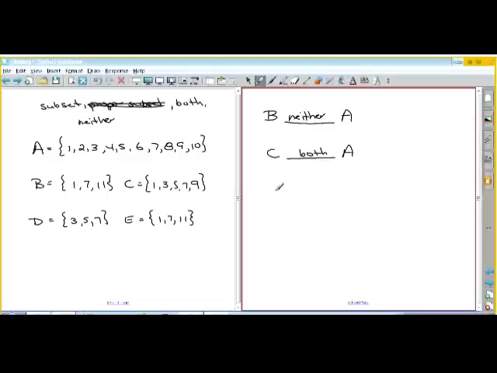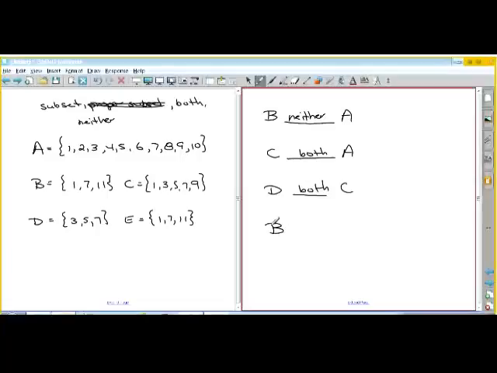Okay. Let's do D is what relative to C? So here's D, here's C. So we're going to compare this. Is every element in set D in set C? And the answer is yes. So it is a subset. And again, because it's not exactly equal to that, it is also a proper subset. So it's going to be both. So D is both a subset and a proper subset.